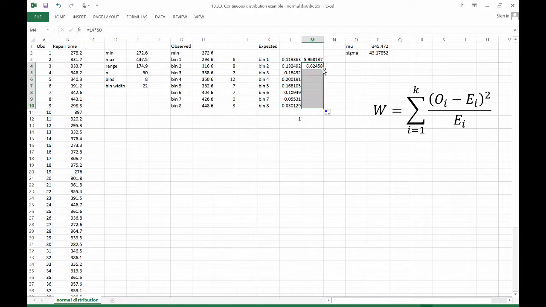Let's drag this on down. This gives us the expected values in each one of those bins.